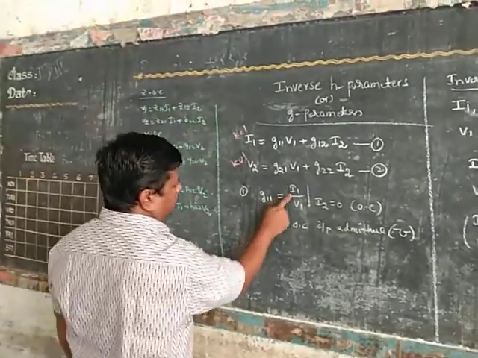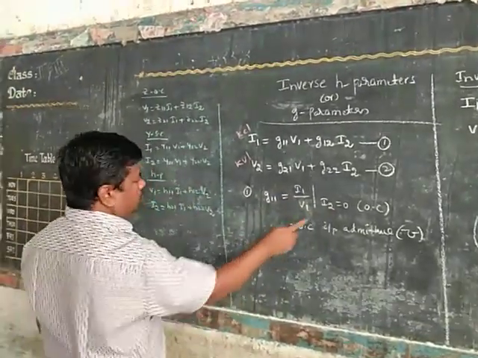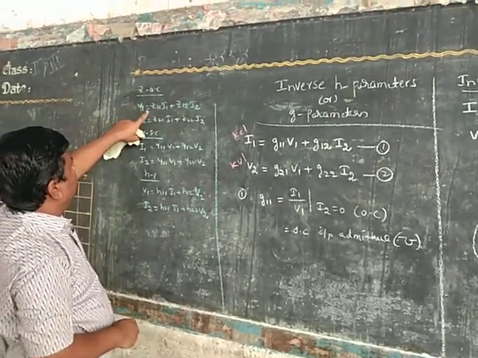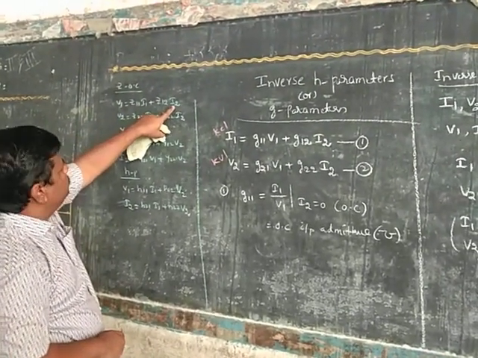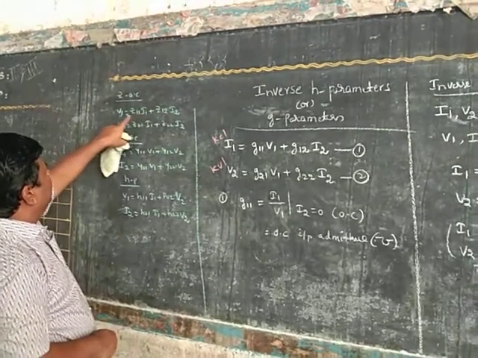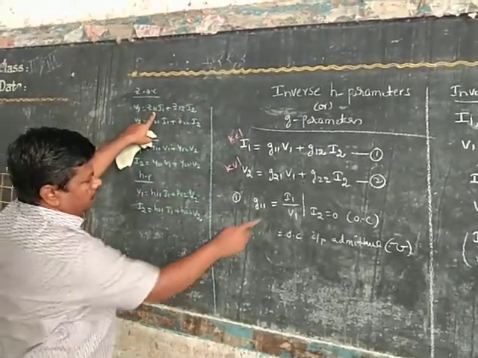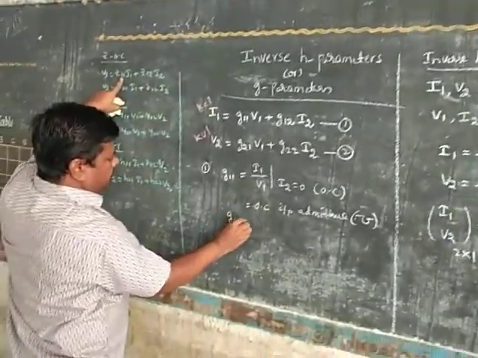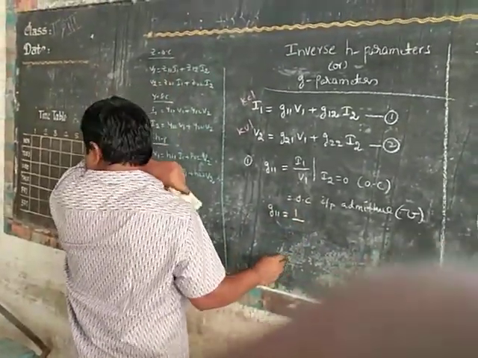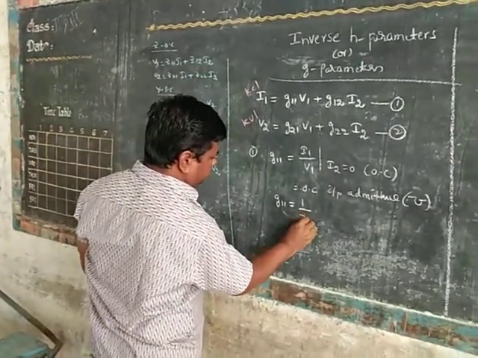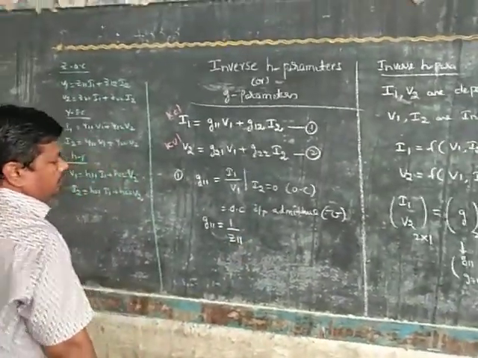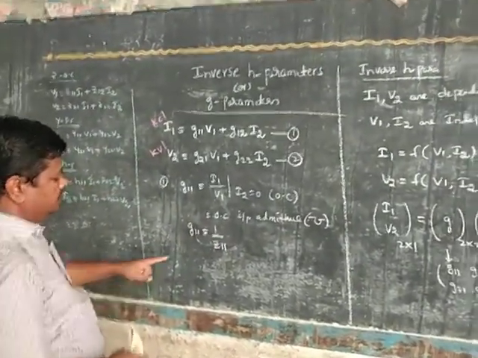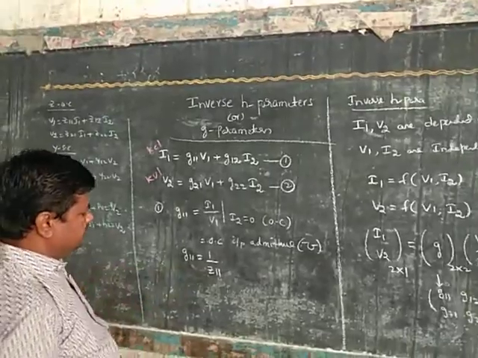Observe here, V1 by I1 when I2 is equal to 0, open circuit. This is open circuit in Z parameters. When I2 is equal to 0, V1 by I1 is equal to Z11. But here it is I1 by V1. That means G11 is equal to 1 by Z11. G11 in terms of Z.